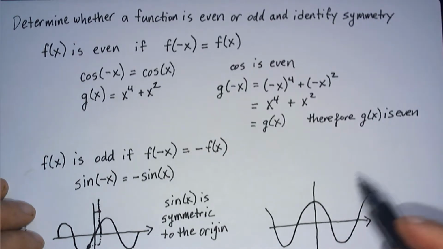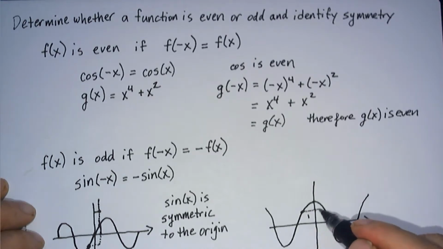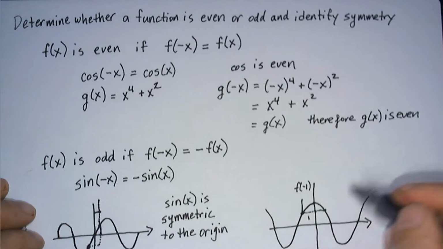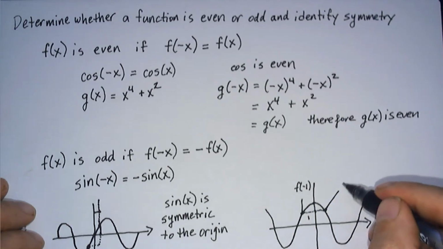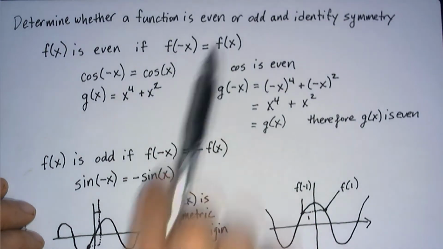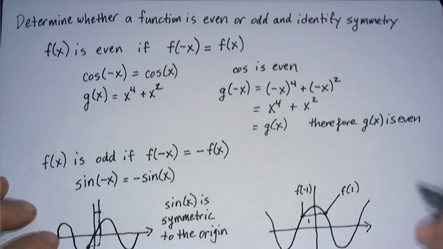Now, notice that here, in the same way, say this distance is 1, and this distance is 1. So this would be f of minus 1, and this would be f of 1. Notice they're the same. So f of minus 1 is equal to f of 1, right? So this function is even, and we call this symmetric about the y-axis.